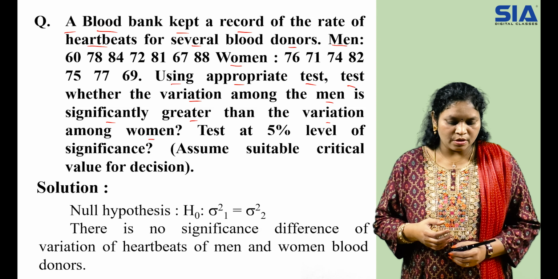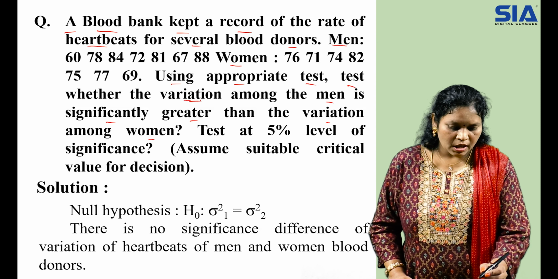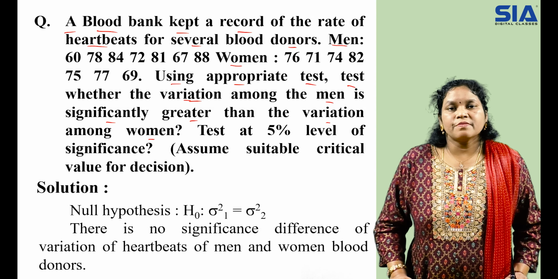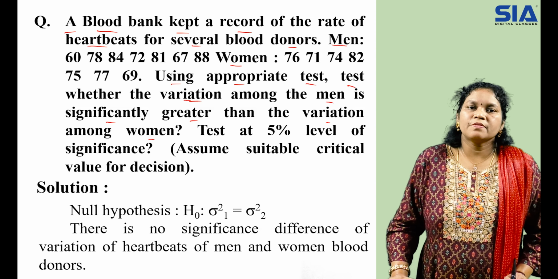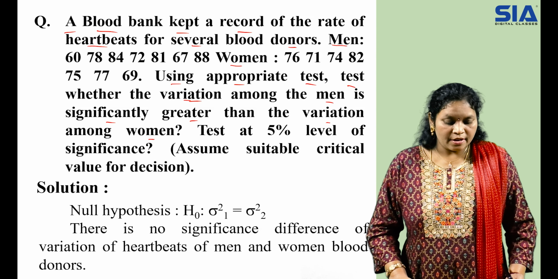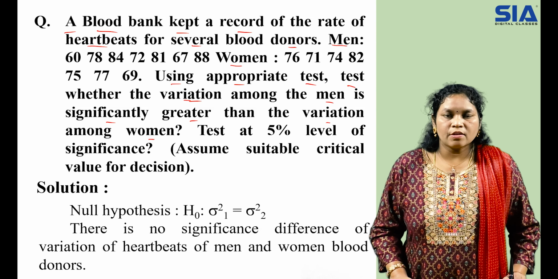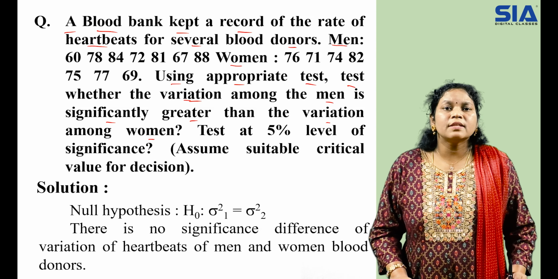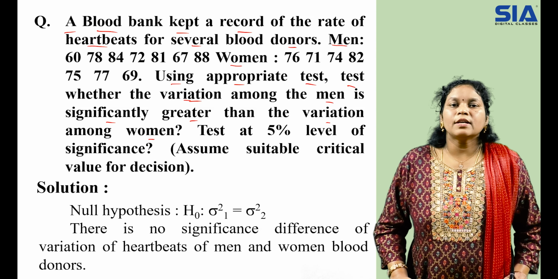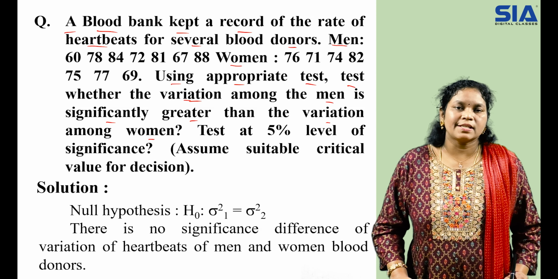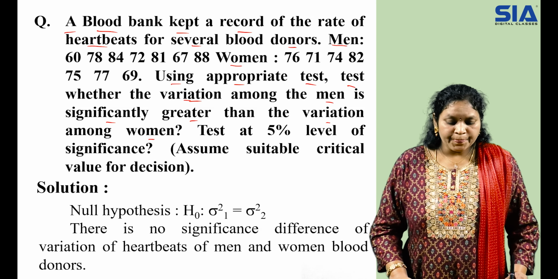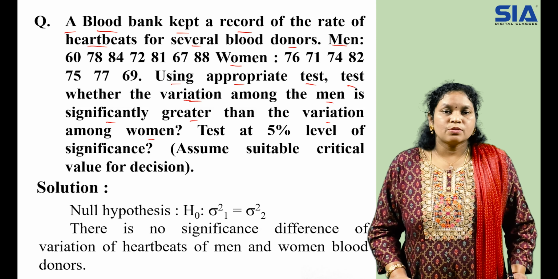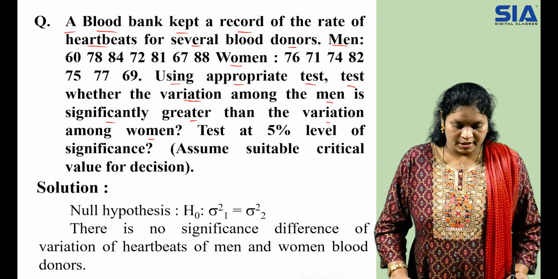Through the word variation we come to know that we can go for F test here. So for testing two population variances we do F test, right? So check the question properly whenever you are going to attempt. What is the given data, where are the clues we have, based on that only we decide which test we have to go for. So here there's a clue that variations we need to check for men and women, so we have to go for F test.